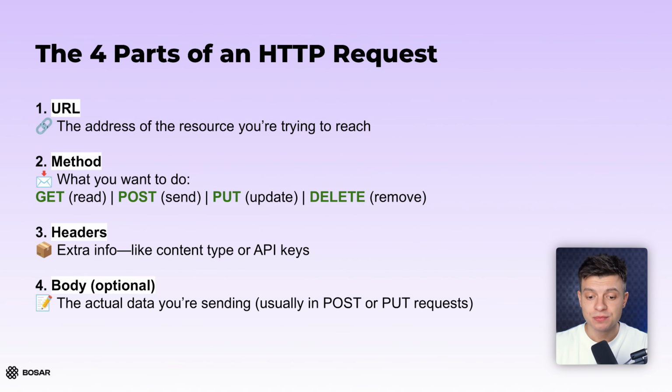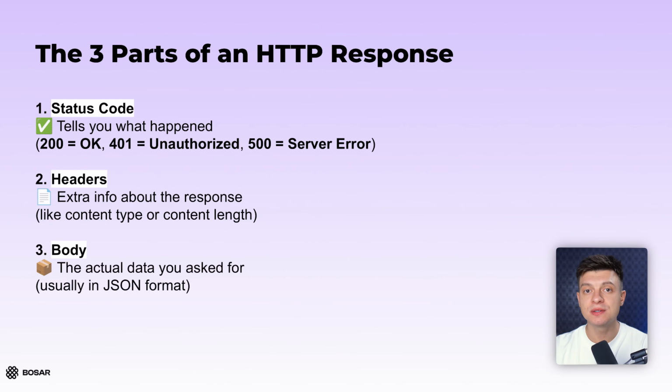Then there are the headers. These are like extra instructions or context, things like authentication tokens or telling the API that you want the response in JSON format. And finally, there is the body, which is optional. This is the actual data you're sending, usually when you're creating or updating something. And you'll mostly see this with post or put requests. Once you understand these four parts, you can build and read pretty much any API request in n8n using the HTTP request node.